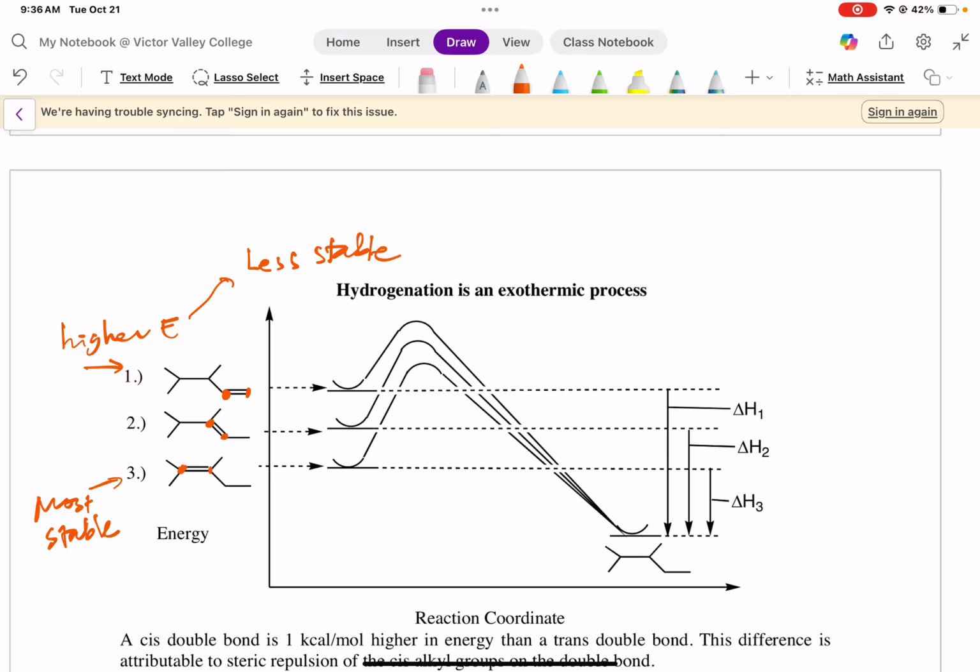The way to measure that is you take the alkene and then you react with hydrogen, hydrogenation. The one that releases the most energy, which is the most exothermic, is the one that has the most internal energy.